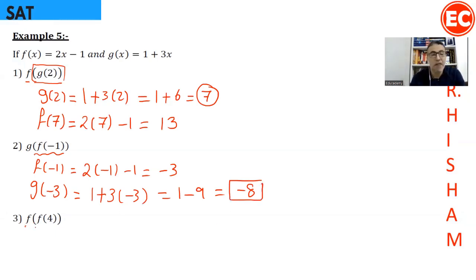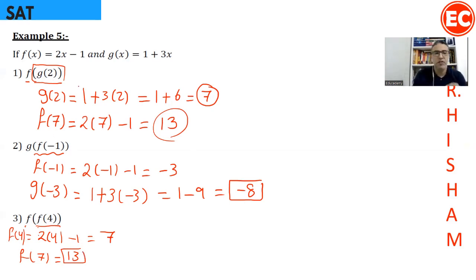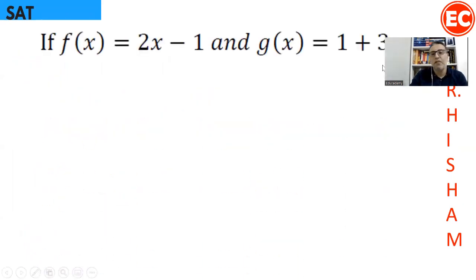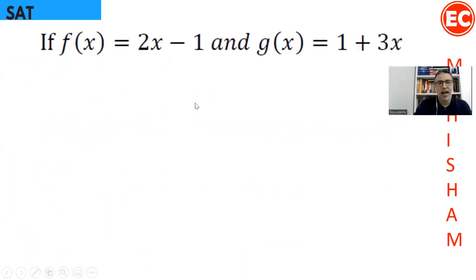But if I'm looking for f of f of 4, it means that I'm going to replace 4 into the function f of x. So 2 multiplied by 4 minus 1, which is equal to 7. Then I go back and figure out f of 7. And f of 7, we just figured out, is equal to 13. So it's very important to understand the difference between f of g of a number, g of f of a number, and f of f of a number.